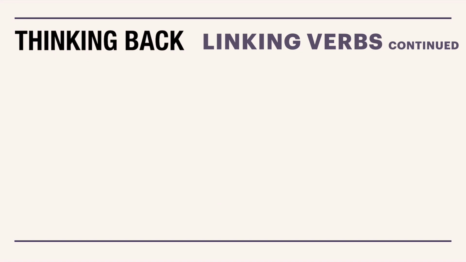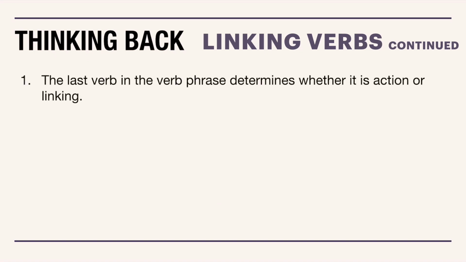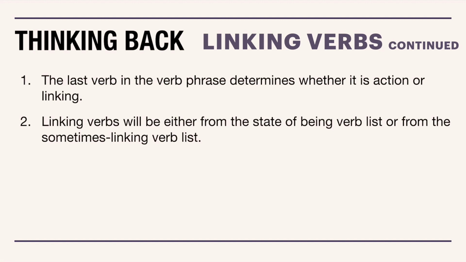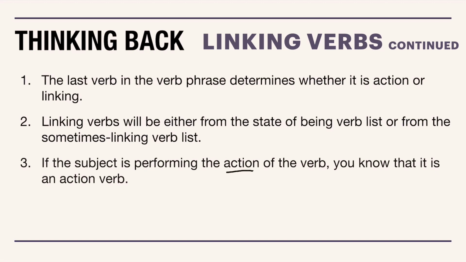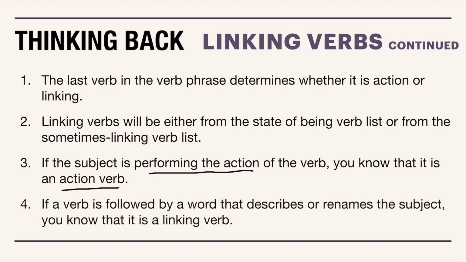All right, page 25. Think back. So the last verb in the verb phrase determines whether it is action or linking. And then linking verbs will be either from the state of being verb list or from the sometimes linking verb list. And we need to make sure we memorize those. Am, is, are, was, were, be, being, been. And then taste, feel, sound, smell, look, appear, become, seem, grow, remain, stay. So make sure that you know those. If the subject is performing the action, it's an action verb. And if the verb is followed by a word that describes or renames the subject, you know it is a linking verb.